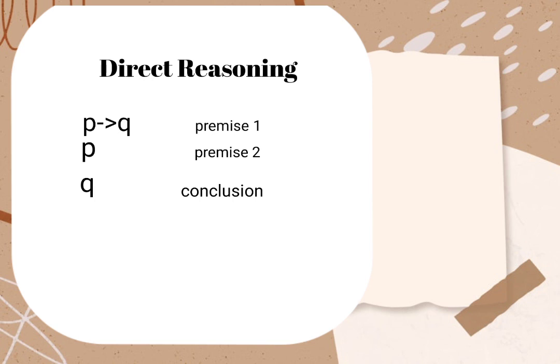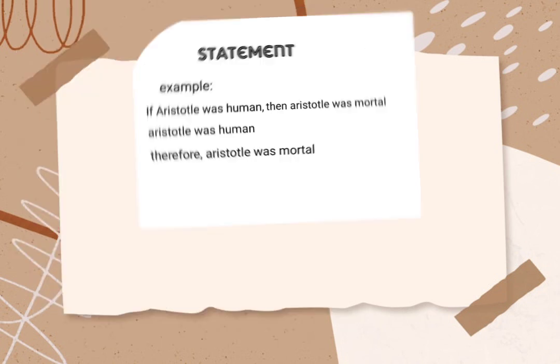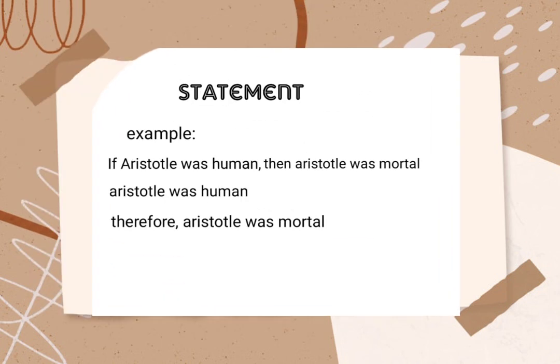Ano kapag i-apply na natin siya into a statement form? So, we have this example. If Aristotle was human, then Aristotle was mortal. So, this is the first premise. So, the first premise is P equals to Q. Aristotle was human is the second premise. So, the conclusion is, therefore, Aristotle is mortal. So, ganun lang kadali ang ating direct reasoning.